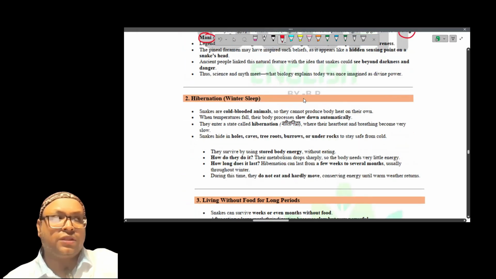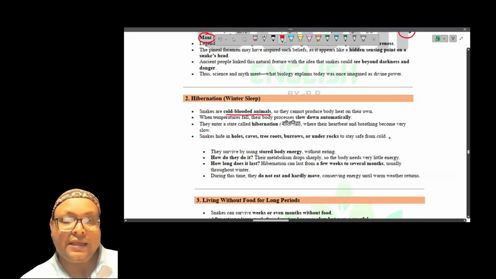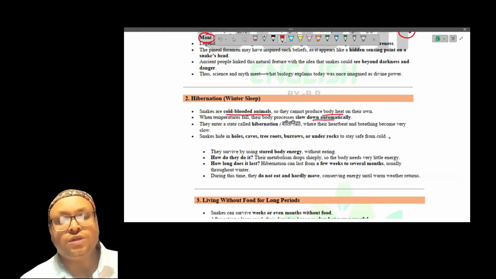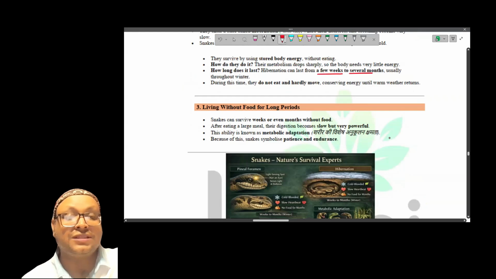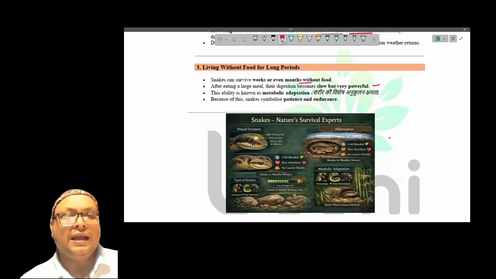The very strange thing about snakes is that they are cold-blooded animals, and they cannot produce body heat on their own. When temperature falls, body processes slow down, and then they enter into a sleep called hibernation. They can stay in hibernation for a long time, a few weeks to several months. And they don't eat at that time. They don't move also. So snake hibernation is a very mysterious thing. They can stay without food, without movement. And this ability is called metabolic adaptation, right?